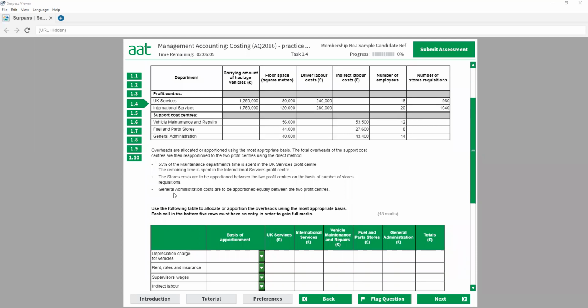And we have general admin that will be apportioned equally. So whatever it is, you have to halve it between the UK and the international. All right, let's start with that.